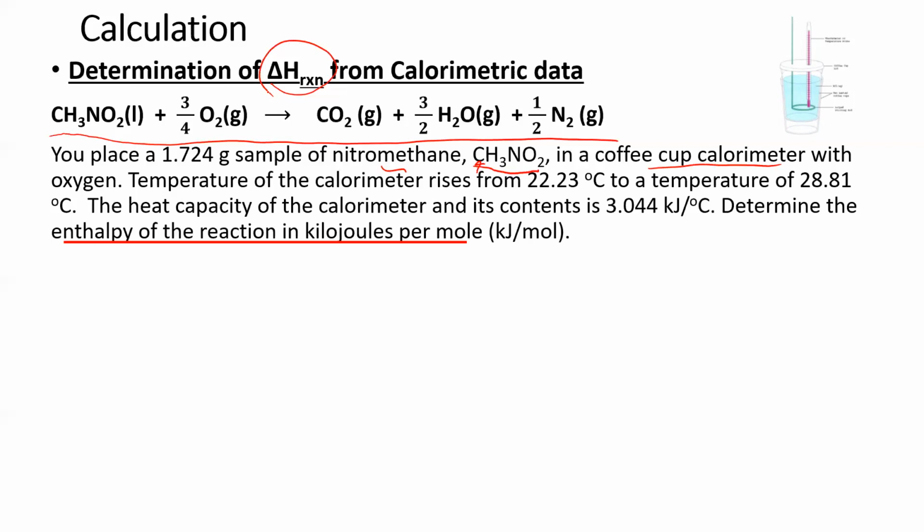So we know right off the bat that the enthalpy of reaction is equal to the heat of the reaction at constant pressure. There is no discussion of a change in pressure, so we can assume it's constant pressure. The enthalpy of reaction at constant pressure is just the heat of the reaction. So what do we need to do?